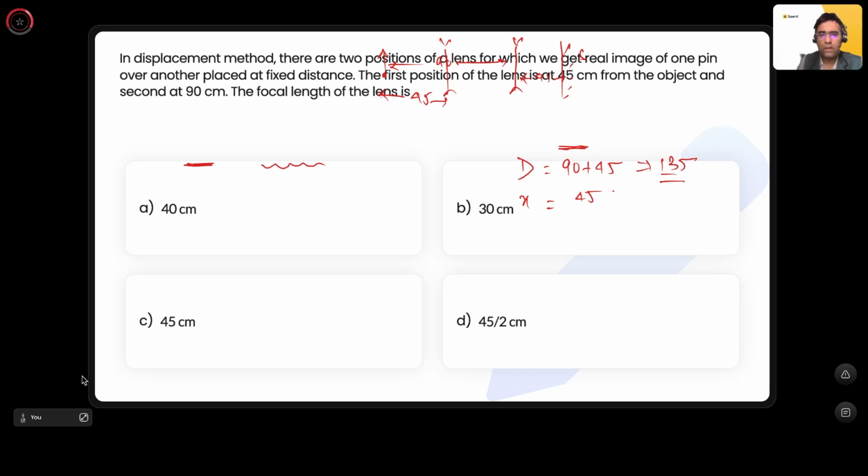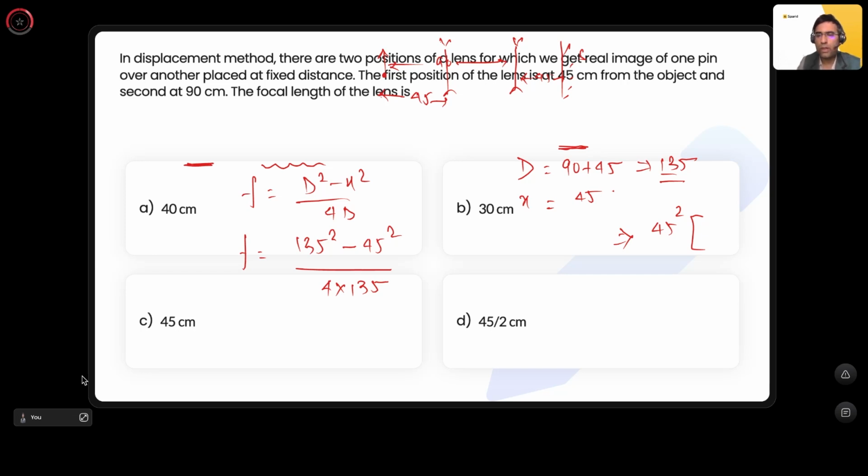So we are asked the focal length. We can directly use the focal length formula. It will be equal to (D square minus X square) upon 4D. And if we solve it, just put the values: (135 square minus 45 square) upon 4 into 135. So taking 45 square common from over here, it will become (3 square minus 1), so 8, upon 4 into 135. All right. So this will go like 3 times.